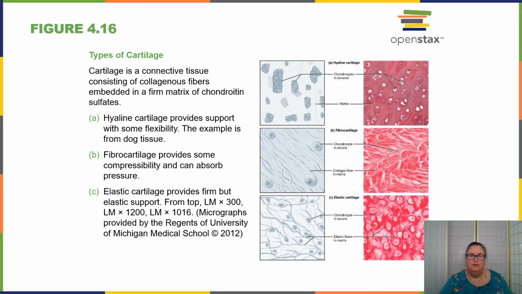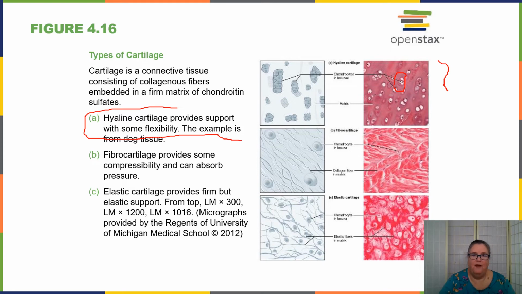Cartilage is also considered connective tissue, and there are different types of cartilage. We have hyaline cartilage, and that provides some flexibility. It is on the ends of our long bones to provide smooth movement. To me, this is fairly distinctive because the living cells look like deviled eggs, and then around it we have this flexible matrix.